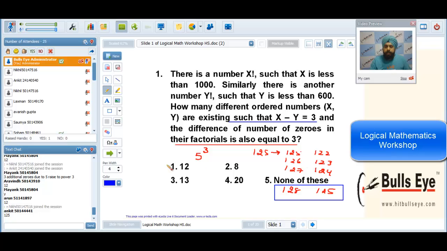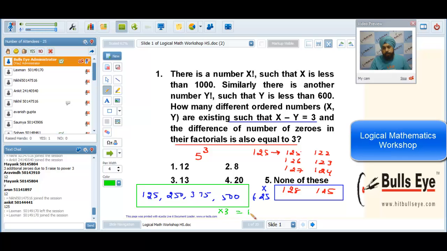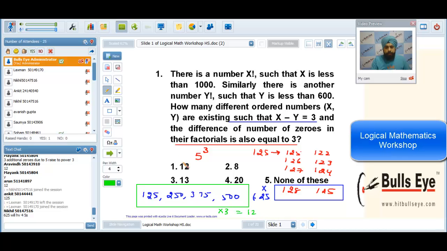So hence, closer to any multiple of 5 cube, you will basically have 3 such pairs of numbers x and y. And we know in total the numbers which will be there will be 125, its double, its triple, its 4 times, and its 5 times, which is 625, will be larger than this, so not acceptable. So how many numbers are there which are satisfying this? There are 4 such numbers, and every number has 3 such values. So total solutions to this will become 4 times 3, which is 12.